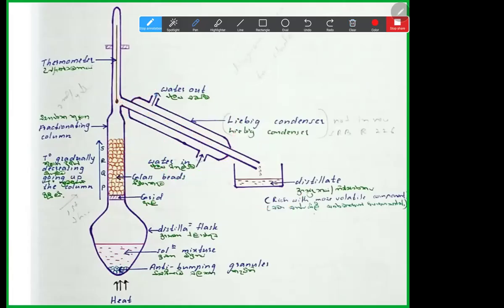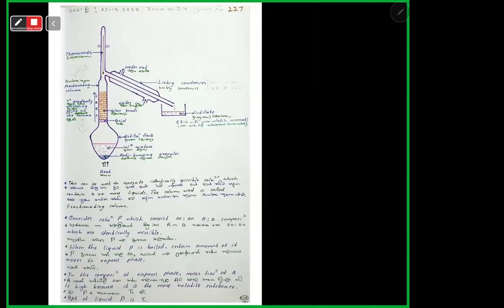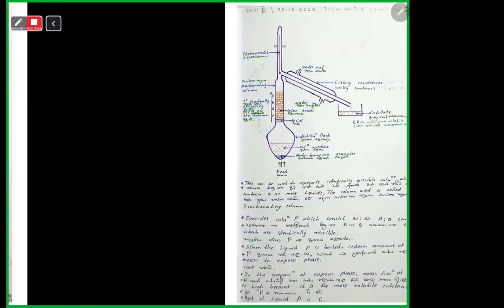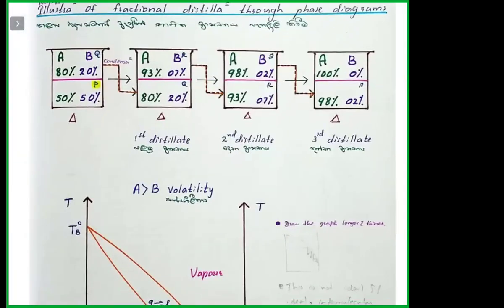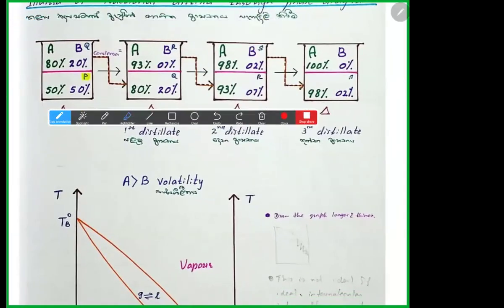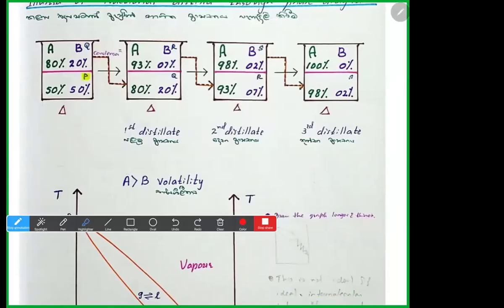Clear that? To understand that, I'm showing this little thingy. Let's say initially we have this mixture, 50 and 50: A50, B50. Finally, A80, B20. Which one is more volatile? A is more volatile.